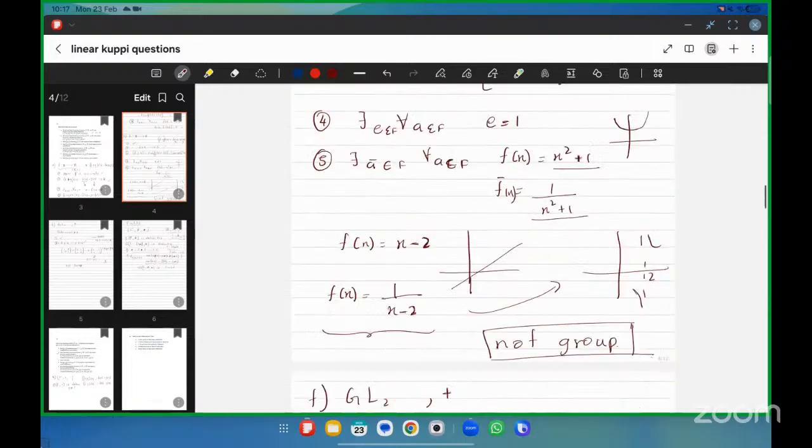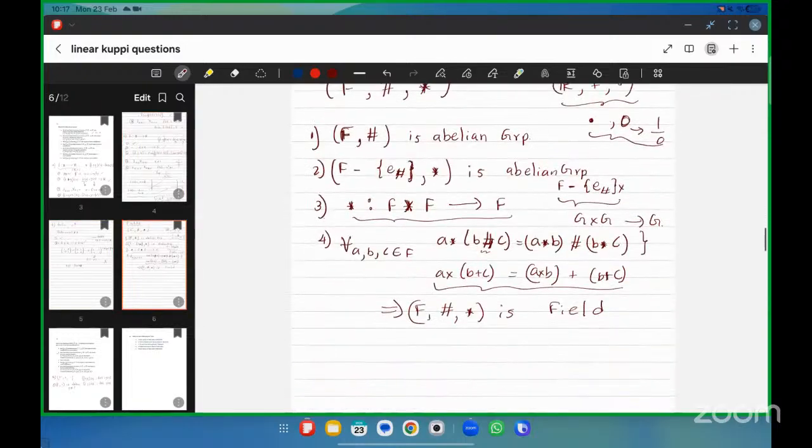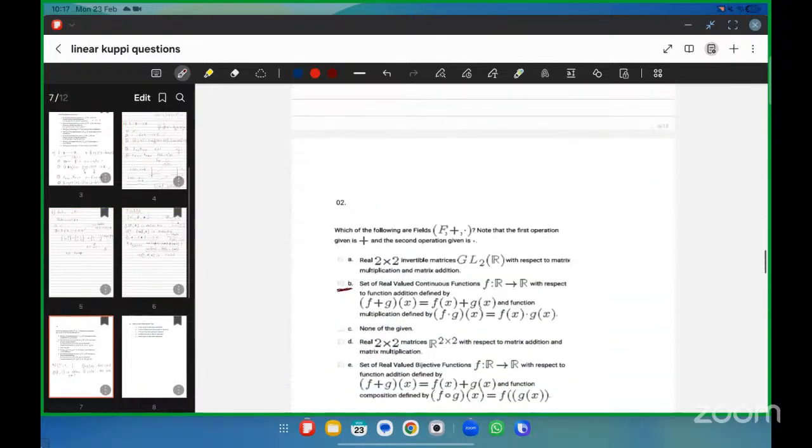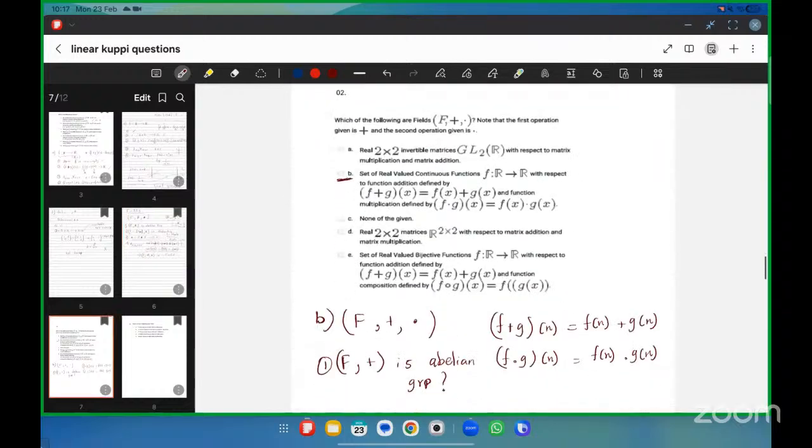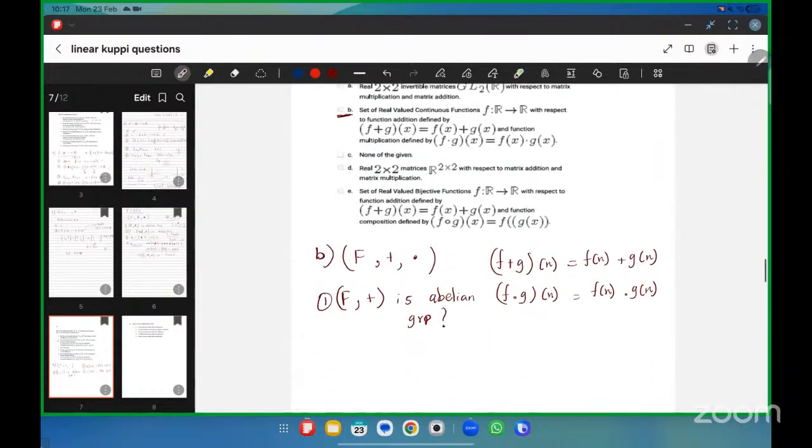So we can tell that F and the plus are an abelian group. I'm telling this because of the previous question. And the second one is, so we finished the first operation and the set.